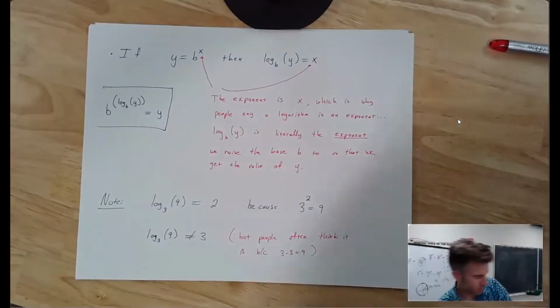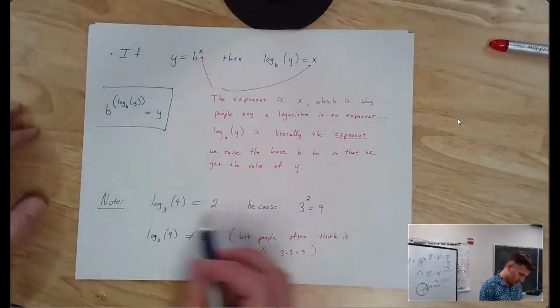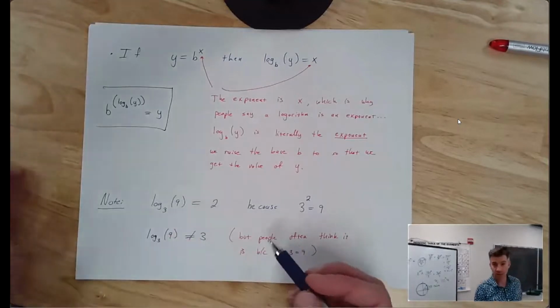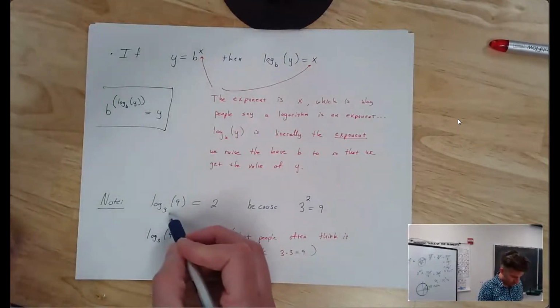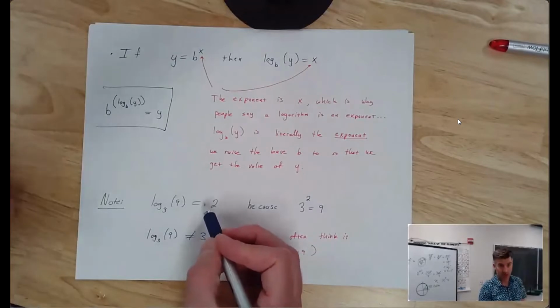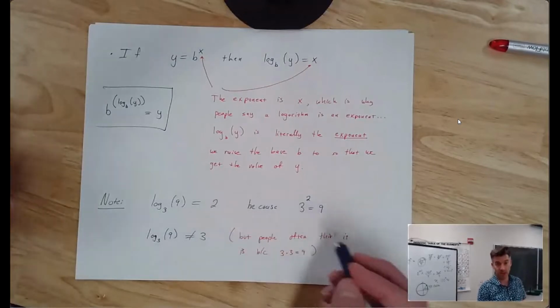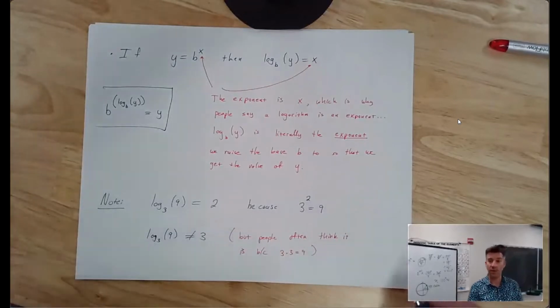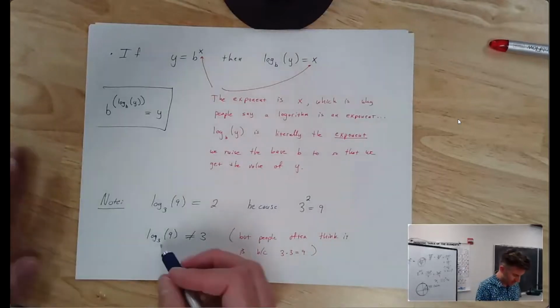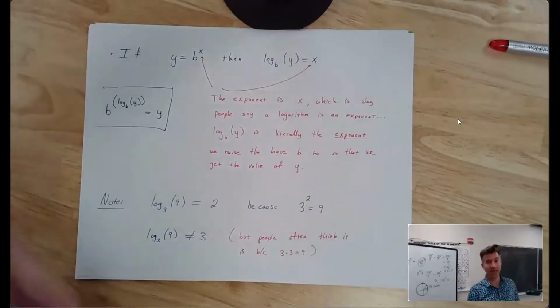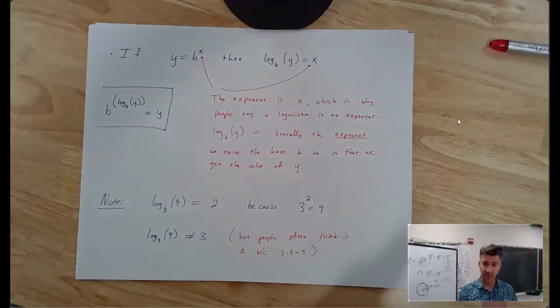Okay. That's cool. So something else I wanted to point out, log base 3 of 9 is equal to 2 because 3 raised to the second power is equal to 9. And I just want to help you avoid the pitfall of thinking that log base 3, maybe not thinking, but accidentally writing that log base 3 of 9 is equal to 3, right?